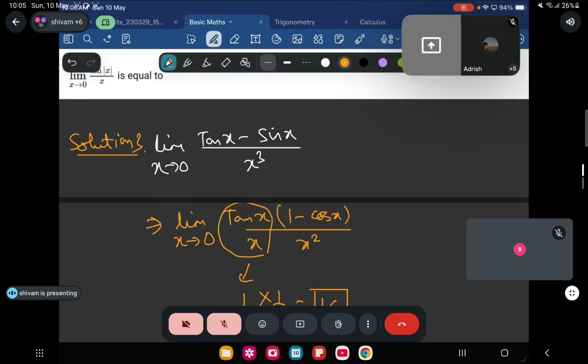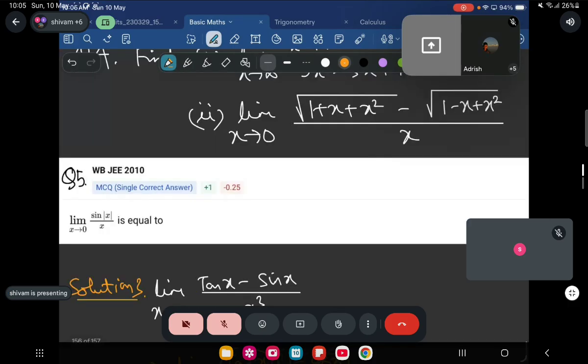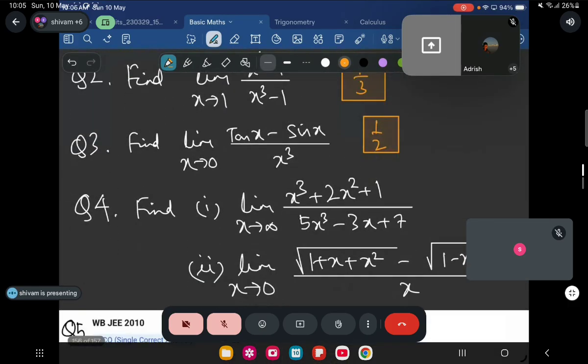Is it clear? Tell me, Sobhit. So you can convert tan x to sin x by cos x also. From there you will get the same answer. Okay. This one is 1 by 5. This is 1. Anyone having any doubt? Part 2.